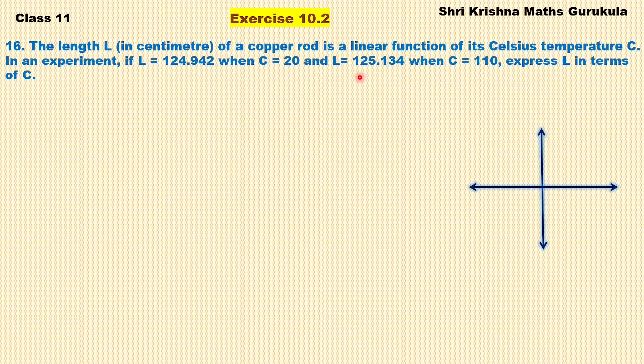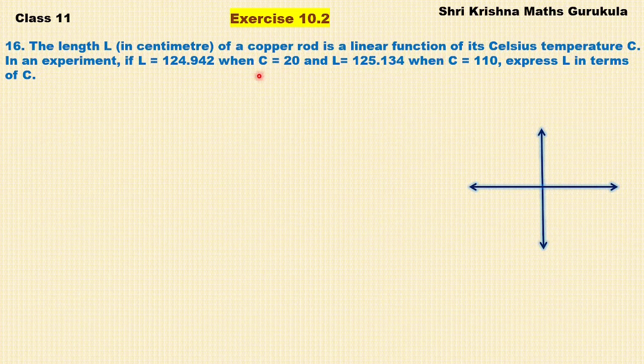You take the readings of the temperature and the corresponding length of the rod, you plot all the points, then you will be able to see that it is a straight line. That is why the function is linear. As temperature increases, length of the copper rod also increases. So it is very clearly indicating that this is going to be a straight line. We can use the equation of the straight line to find the relation between length and the temperature.